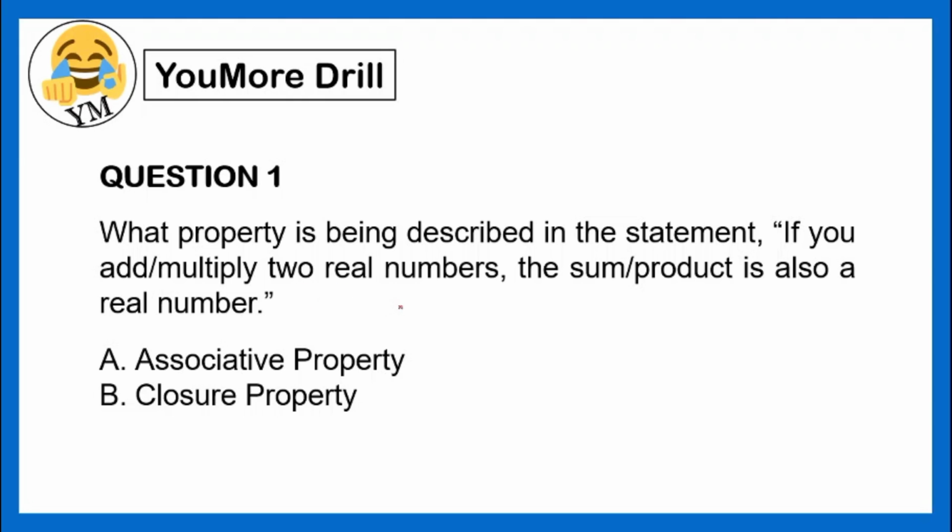O, ayan. Ano kaya ito? Ibig sabihin yan, kapag nag-add or multiply ka ng real number, real din ang magiging sagot. Ibig sabihin yan, close lang siya doon. Yung idea hanggang doon lang. So, closure property. Hindi siya pwede maging associative. Bakit? Wala naman dyan sinabing groupings. Diba? Ang ano natin dyan, groupings kapag associative.